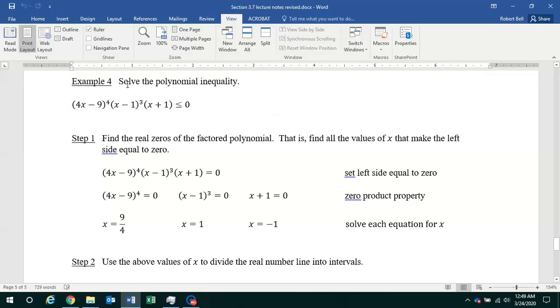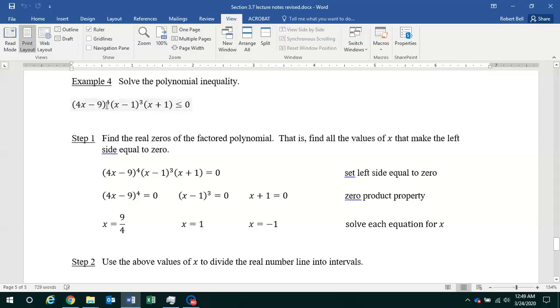So in this video, we're solving the polynomial inequality (4x − 9)^4 (x − 1)^3 (x + 1) ≤ 0. So we're going to find all the real numbers we can put in for x on the left-hand side so that the value of the left-hand side is less than or equal to 0.